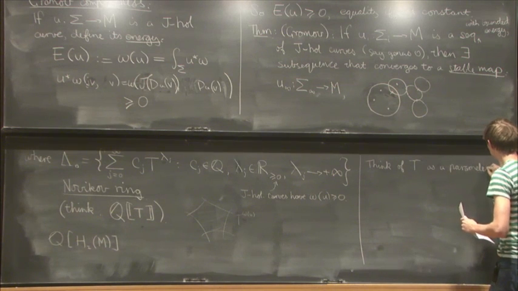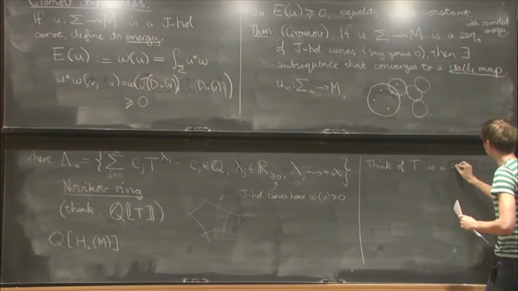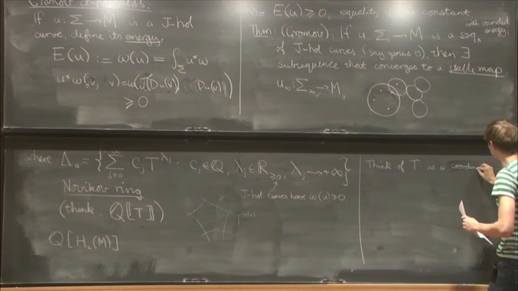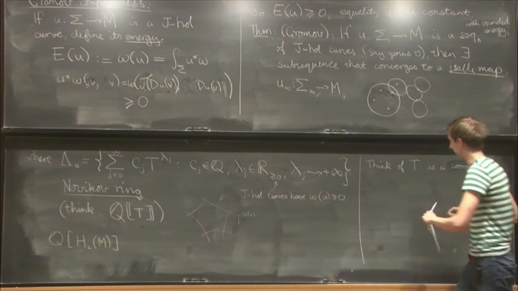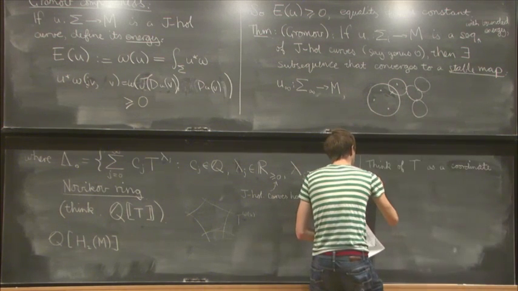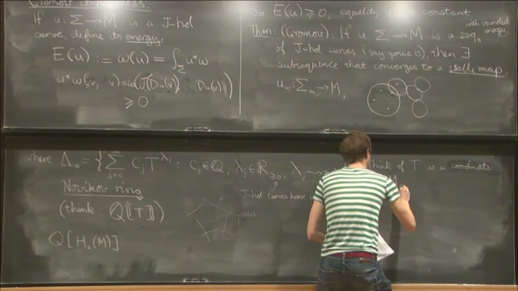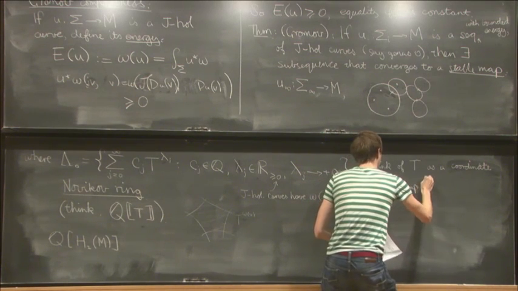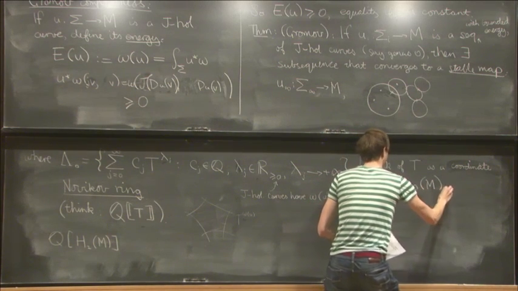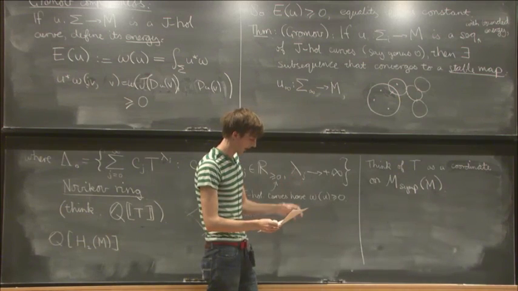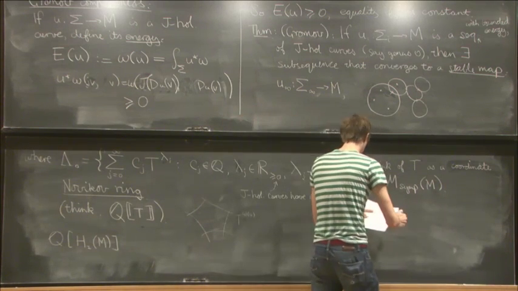So you should think of this T that appears in this Novikov ring as a coordinate on the moduli space of symplectic structures. Okay, which I spoke about last time.